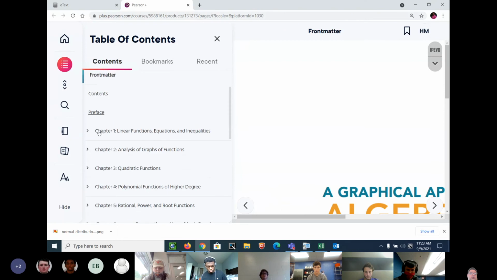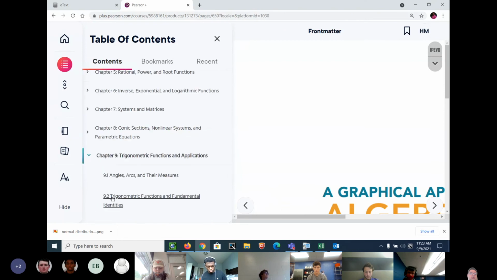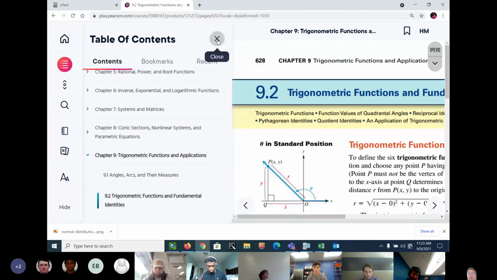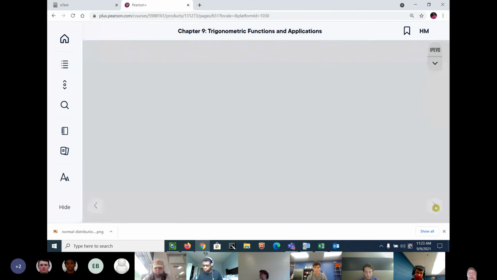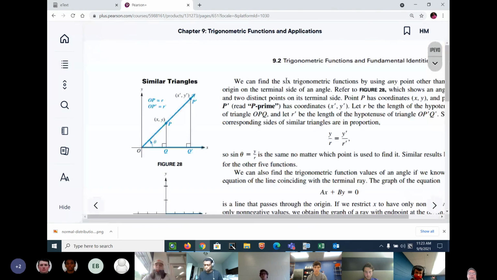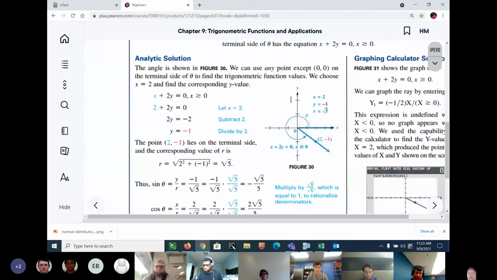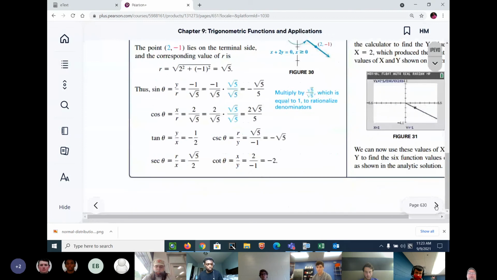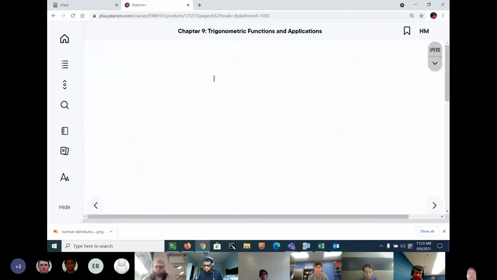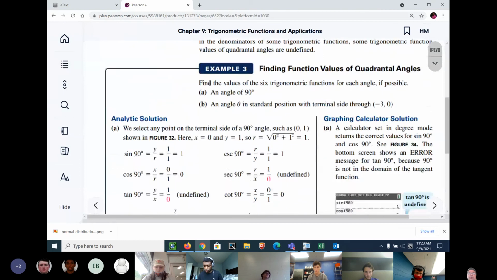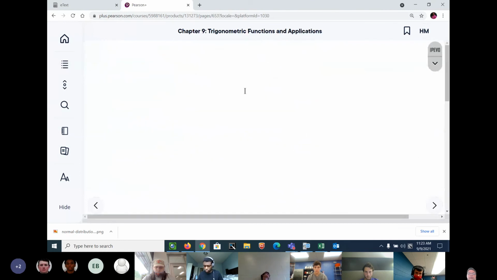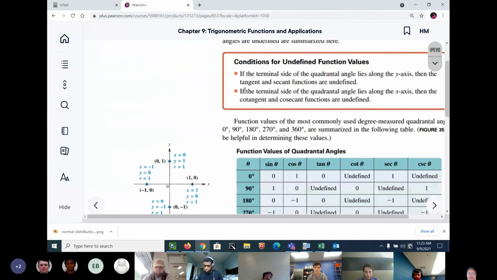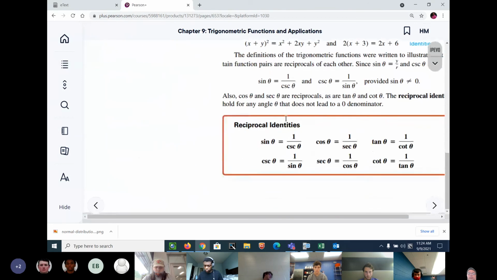9.2 is where we were. And I'm just going to look through and see what it talks about in 9.2. There we go. Function value, quadrangles, conditions.